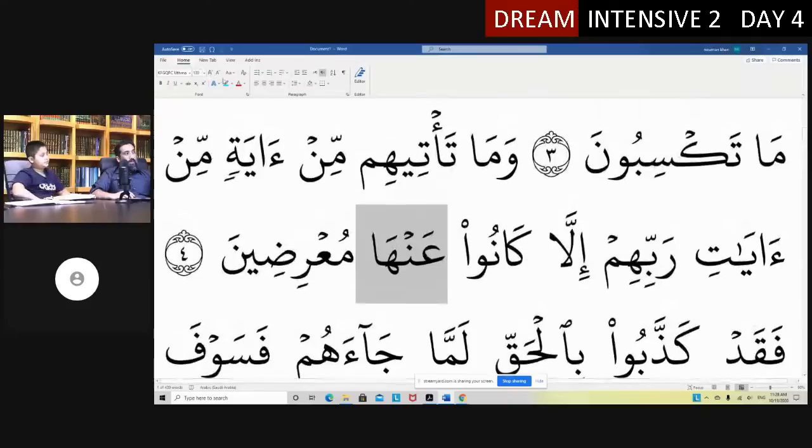This becomes anha. An means about, and then ha, about her. About who? Her, the ayah. Because an ayah is feminine. So that's why about her, meaning about it.